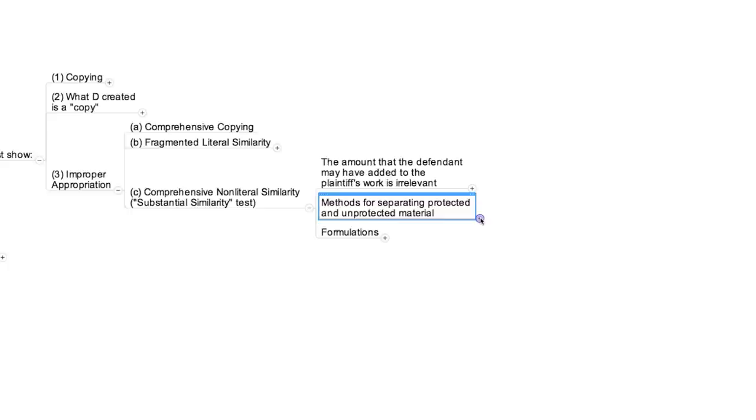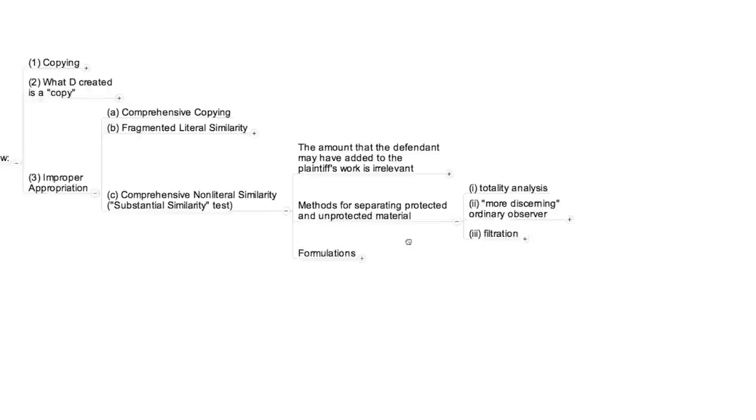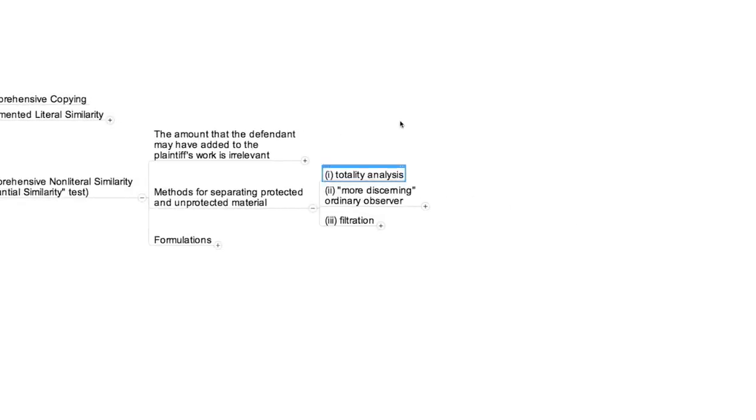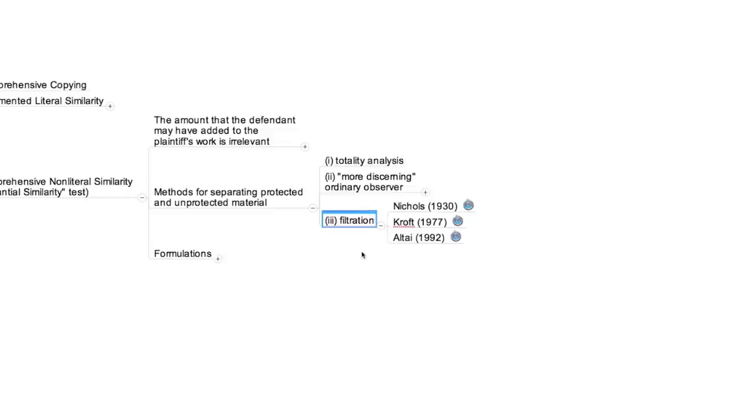At one extreme is what is sometimes called the totality approach. As that label suggests, it urges the trier of fact, whether a judge or a jury, to compare the two works in their totality and decide if they are, viewed in this way, substantially similar. At the opposite extreme is the so-called filtration approach. The essence of this strategy is that the trier of fact is instructed to remove all unprotected material from the plaintiff's work before comparing it to the defendant's. The context in which the filtration approach is most consistently applied is computer software. I'll spend a bit of time exploring how filtration works in that setting.